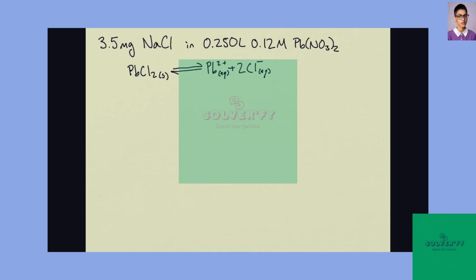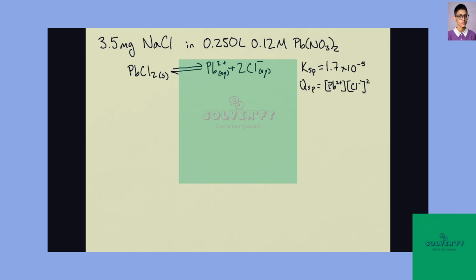We want the Ksp for PbCl2, which we can look up in the textbook, is 1.7 times 10 to the negative fifth. And our Qsp expression is the concentration of Pb2+ times the concentration of Cl- raised to the second power because of this coefficient of 2 before the Cl-.